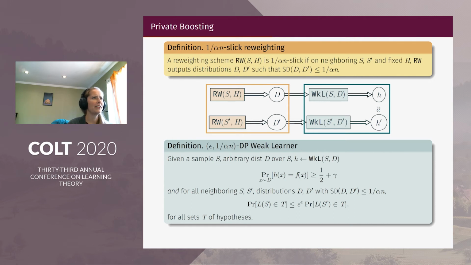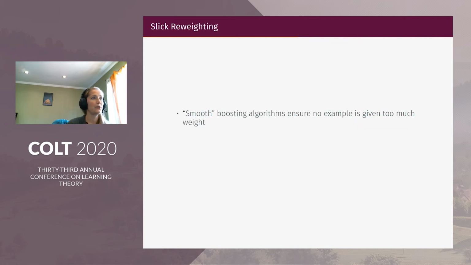So how are we going to enforce this slickness definition for a reweighting scheme? We'll look to smooth boosting algorithms. A reweighting algorithm is 1 over alpha n smooth if for every distribution it outputs, the distribution assigns probability less than 1 over alpha n to all examples. There are a number of these algorithms in the literature.